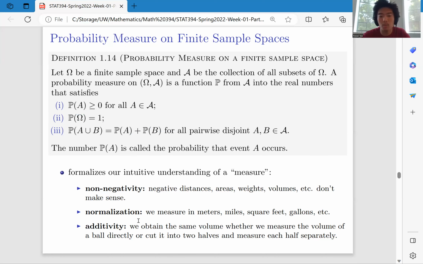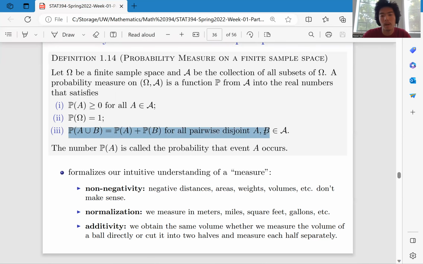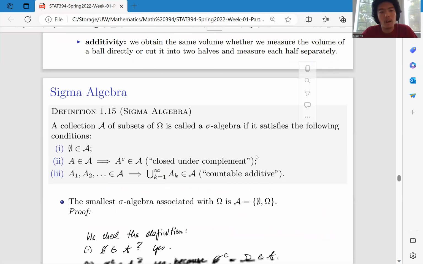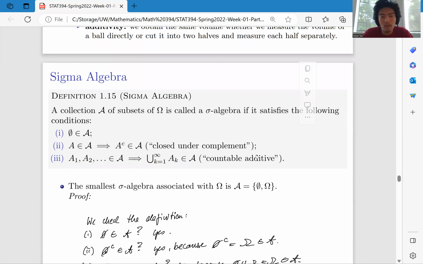The third one is additivity. This means, for example, if you have an orange and you cut it in half, the amount of volume you have is the same as the one whole orange. You can cut it into 3 pieces, but the total volume is still the same. That's the additivity of the orange, and here it's represented by this formula. All right, and I want to introduce another new definition too, the sigma algebra.